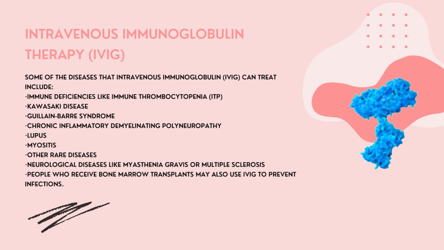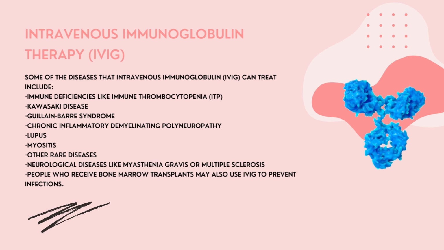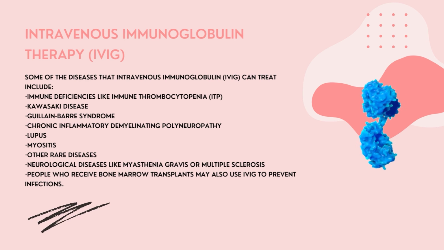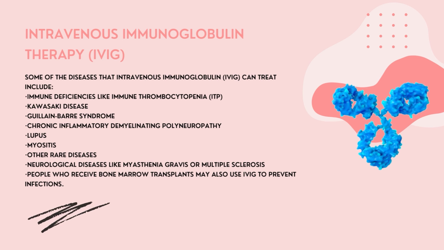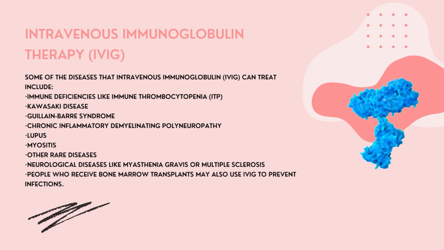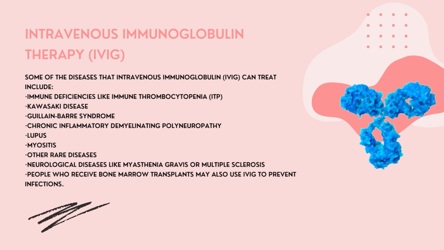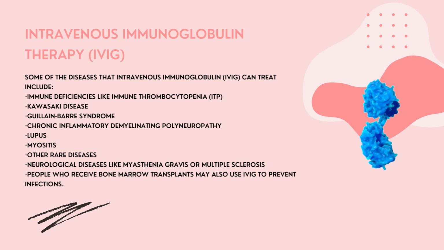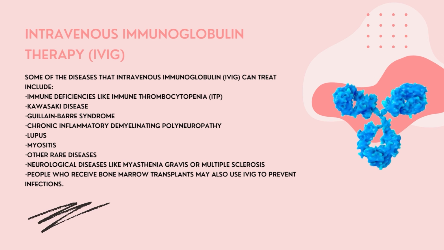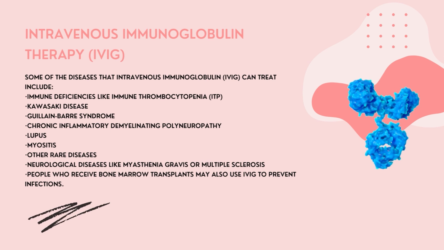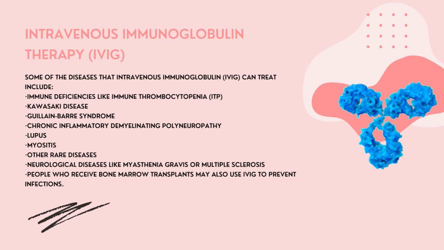Some of the diseases that intravenous immunoglobulin, IVIG, can treat include immune deficiencies like immune thrombocytopenia, ITP, Kawasaki disease, Guillain-Barré syndrome, chronic inflammatory demyelinating polyneuropathy, lupus, myositis. Other rare diseases and neurological diseases like myasthenia gravis or multiple sclerosis. People who receive bone marrow transplants may also use IVIG to prevent infections.